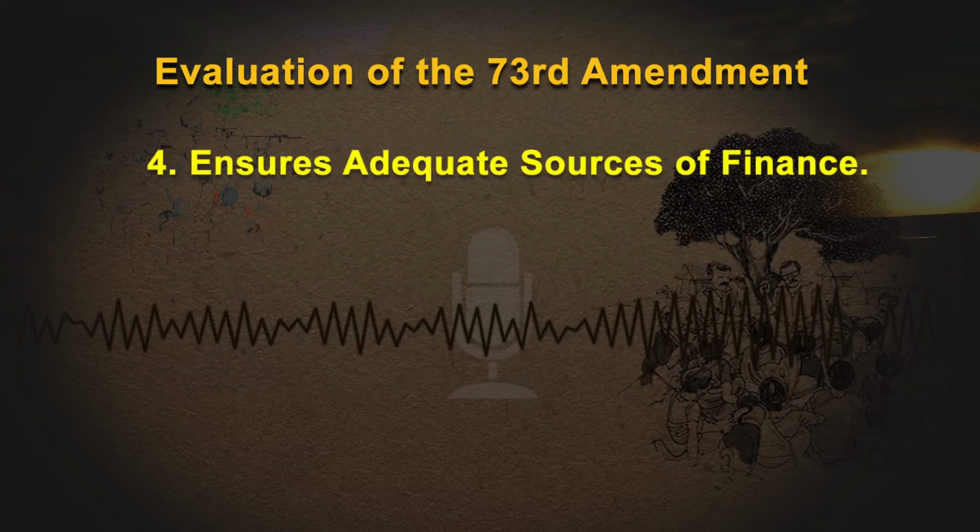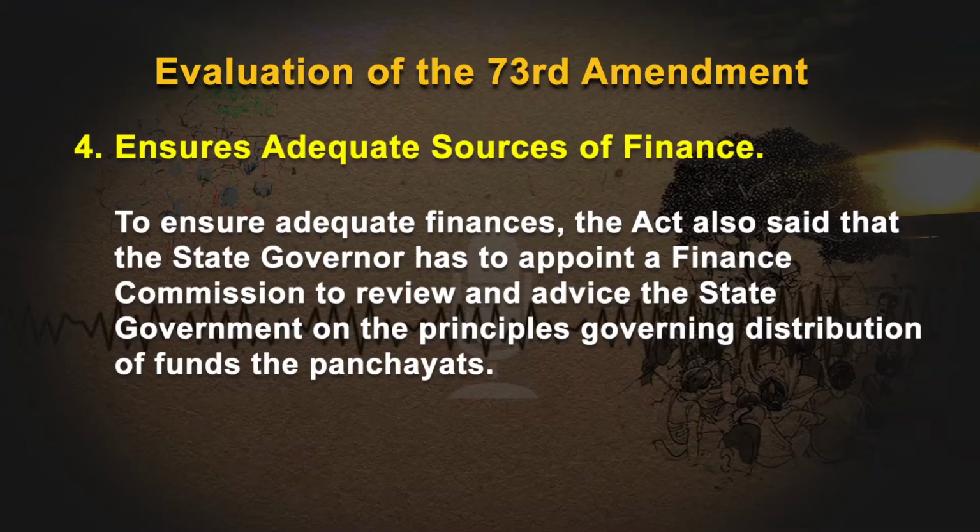4. Ensures adequate sources of finance. Financial paucity has been one of the main causes of the failure of Panchayati Raj bodies in the past. To remove this hurdle, the 73rd Amendment empowers the panchayats to levy and collect appropriate taxes, duties, tolls and fees. According to the Act, they would be entitled to grants-in-aid from the consolidated fund of the state. To ensure adequate finances, the Act also said that the state governor has to appoint a finance commission to review and advise the state government on the principles governing distribution of funds to the panchayats.